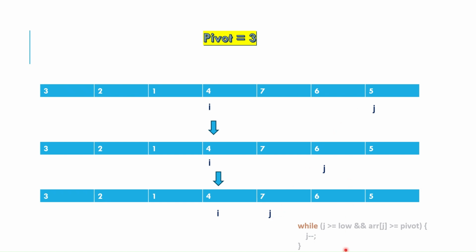So what is the pseudocode for this? Make sure J should not cross the low. I can be here, at a position where it is pointing to 3, but make sure J should not cross the low, because there is no value beyond that. So that's the reason for J greater than or equals to low, and array of J should be greater than the pivot, then only decrement it. So as I said to you, this loop will stop if and only if this element is less than the pivot. Okay, fine. So this is the parallel pseudocode for J.